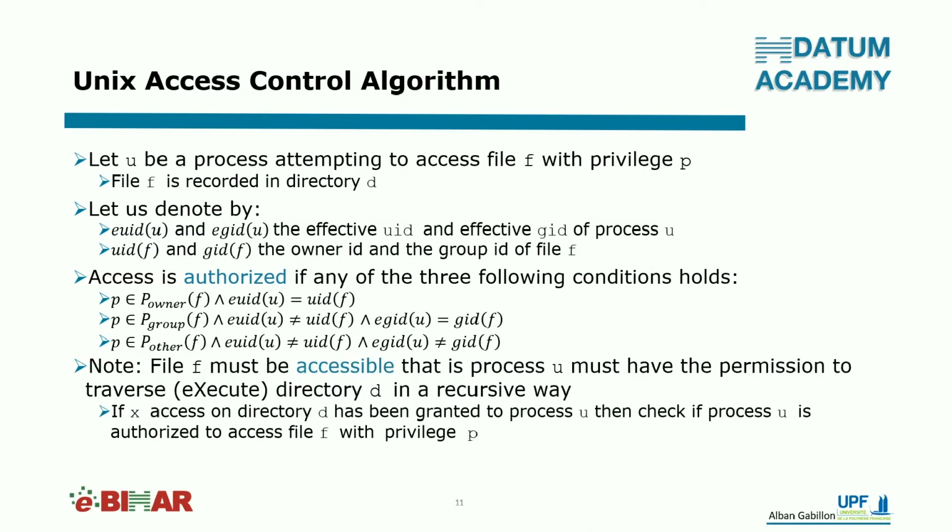Please note the following. Accessing file F requires first being able to traverse the directory D where file F is recorded. So the algorithm should apply on the directory D first, and even in a recursive way possibly to the parent directory of directory D. If execute access to directory D has been granted to process U, then we can check if process U may access file F with privilege P.